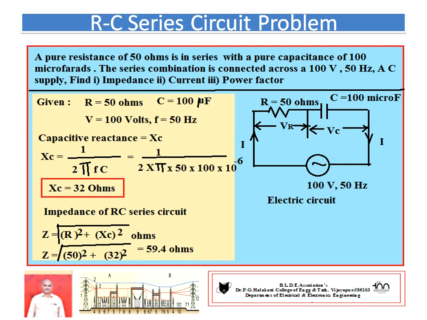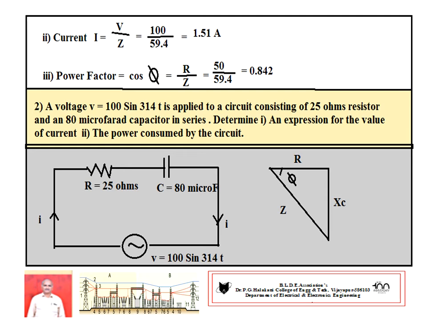It comes around 32. Once you are knowing the XC, you are knowing the R, then you go for Z. Z equal to under square root of R square plus XC square. We are going to get around 59.4 ohms. After knowing the Z, then what is asked? Current is asked. In general, any AC circuit, current I equal to V by Z. If V is RMS value, I is also RMS value. Therefore, RMS value of current equal to V by Z. You substitute the value, we are going to get around 1.51 ampere.